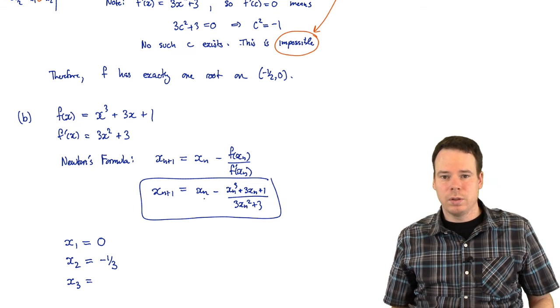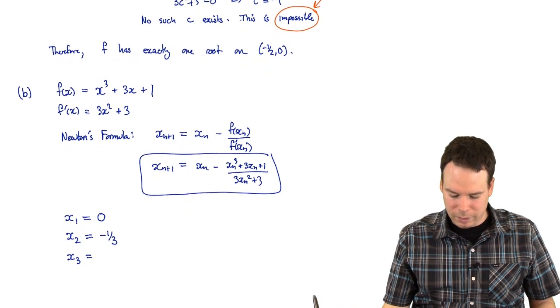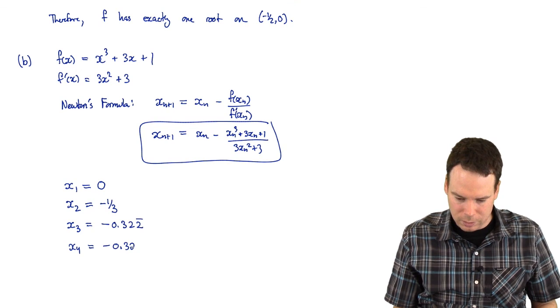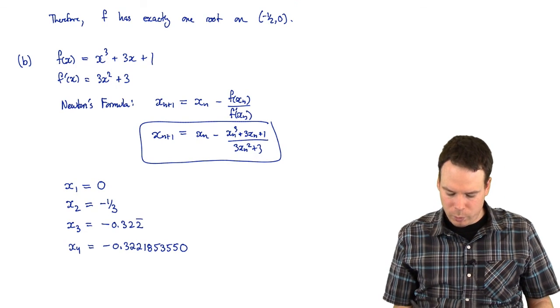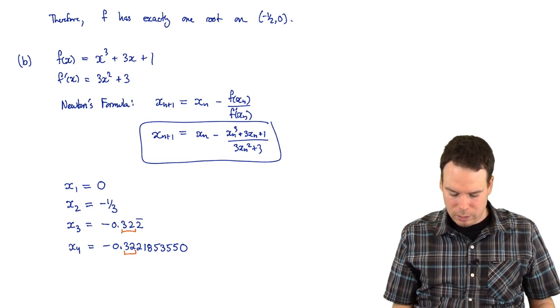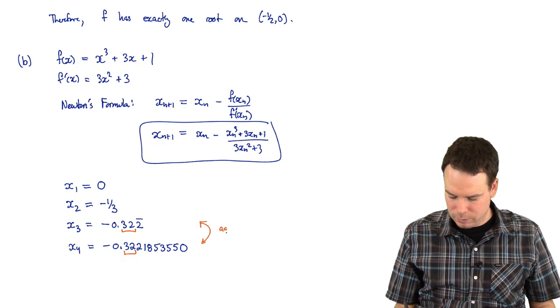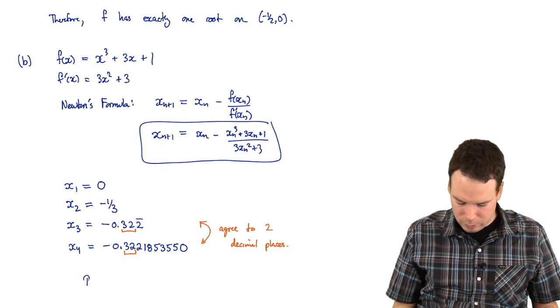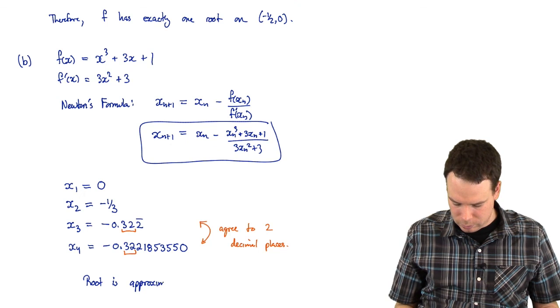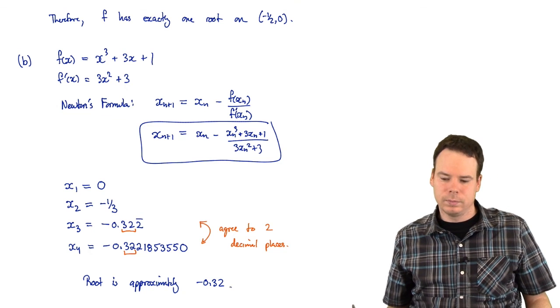And at this point, I'm just going to use the computer to do the rest of these iterations. And so I use the computer to start cranking out all these iterations, and I get these values. And we were asked to stop when our iterations agreed to 2 decimal places, and we see here that this iteration has 2 decimal places, 3 and 2, and this next one agrees to it. So these agree to 2 decimal places. And so the root is approximately negative 0.32.